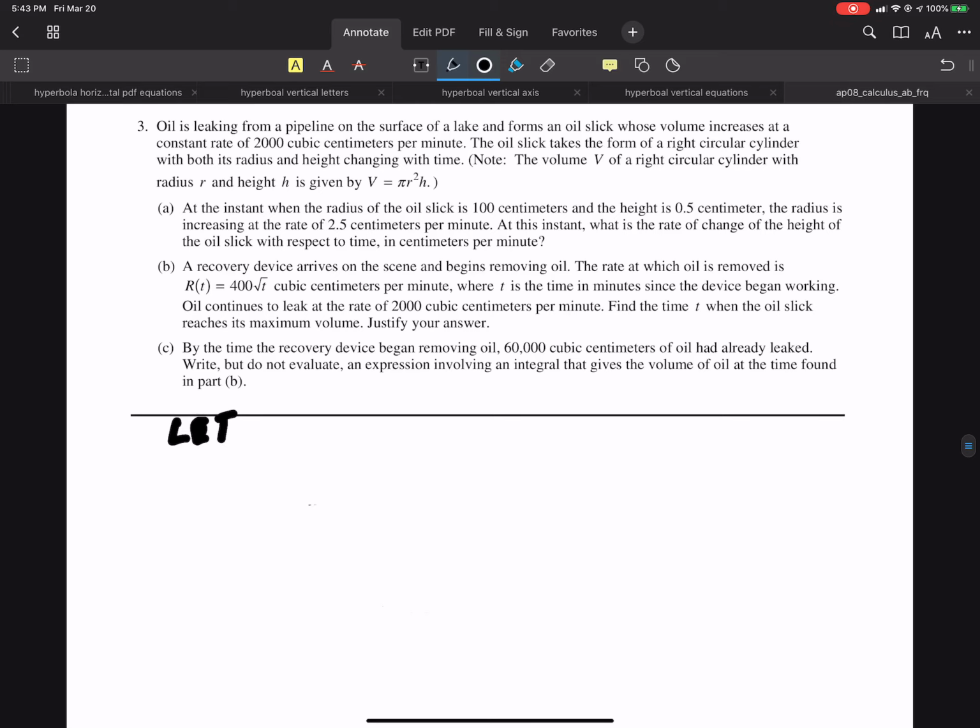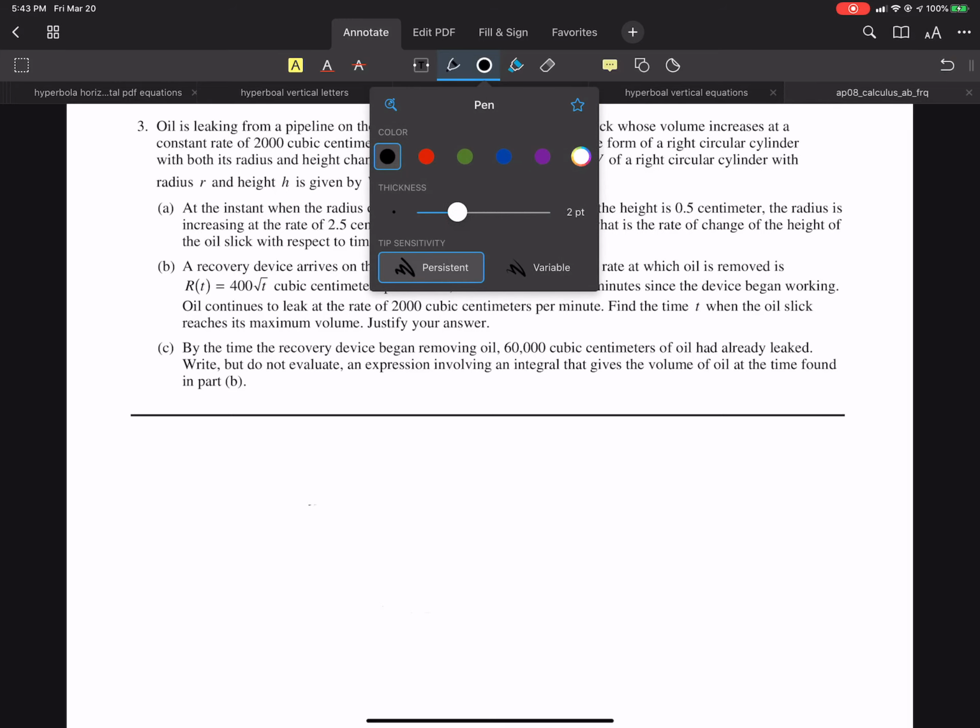Oh, that's fat. Fat. Let's skinny it up.